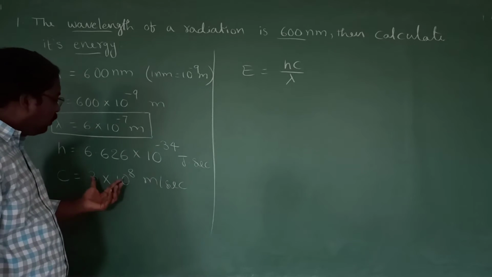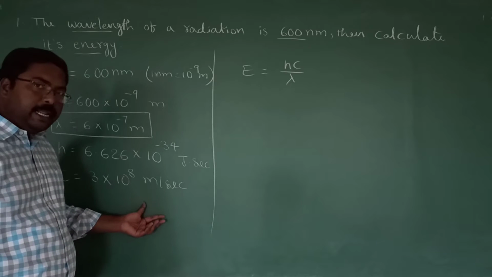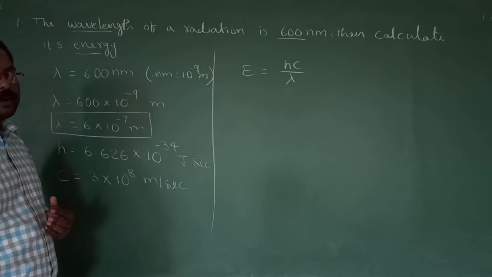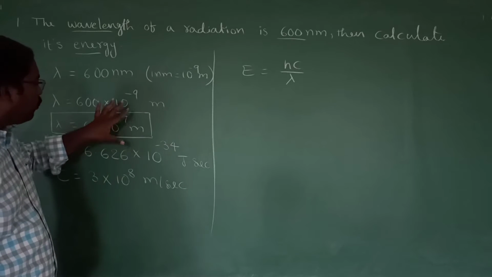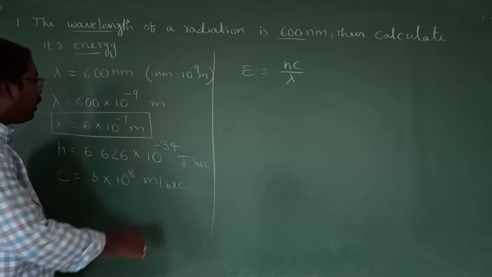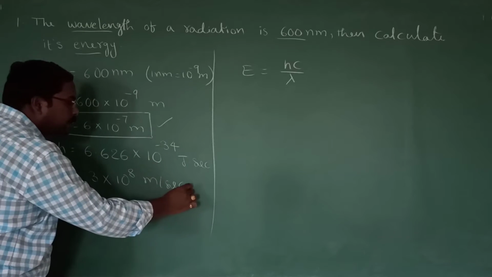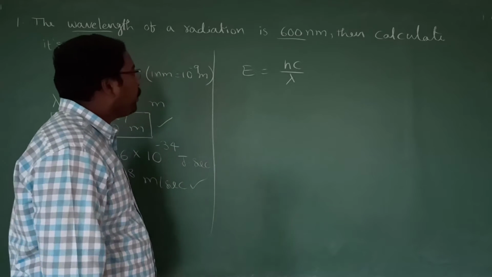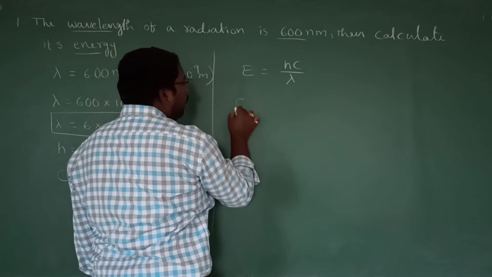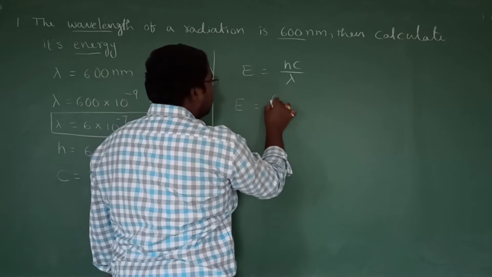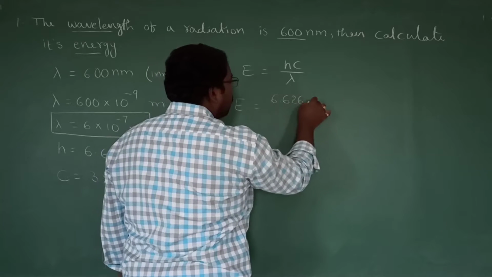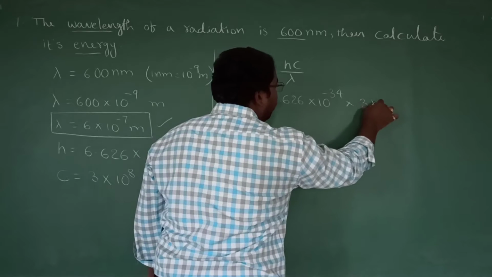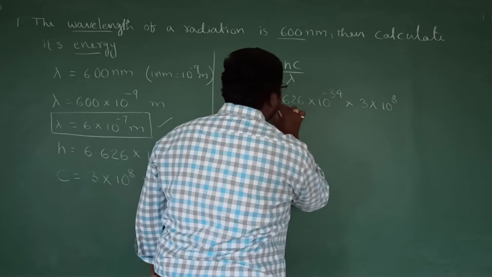If you want to take the velocity of light in centimeters, you should take the wavelength also in centimeters. So don't forget to focus on the units. Here I have taken the wavelength in meters. That is why I am taking the velocity of light also in meters. Now substitute in the formula. E equals h value as well as velocity of light values are substituted.